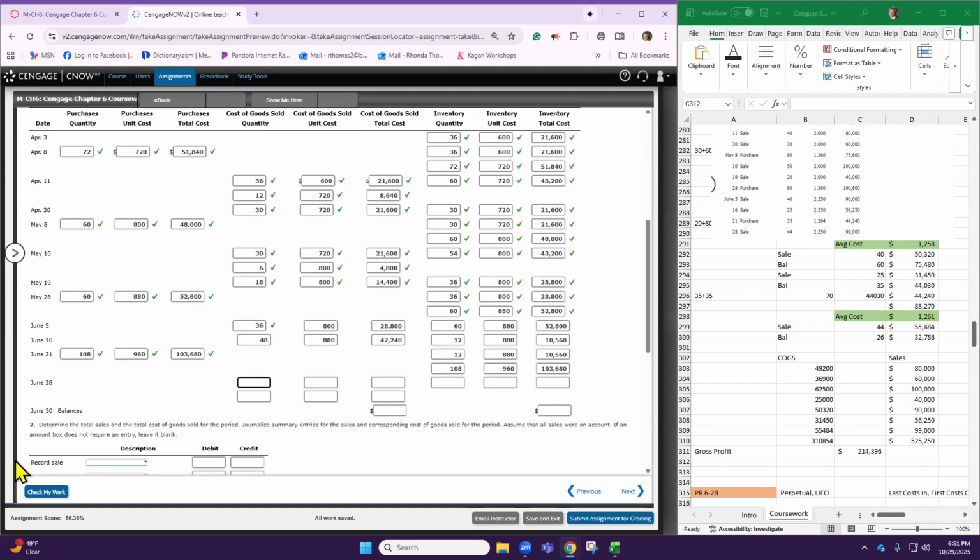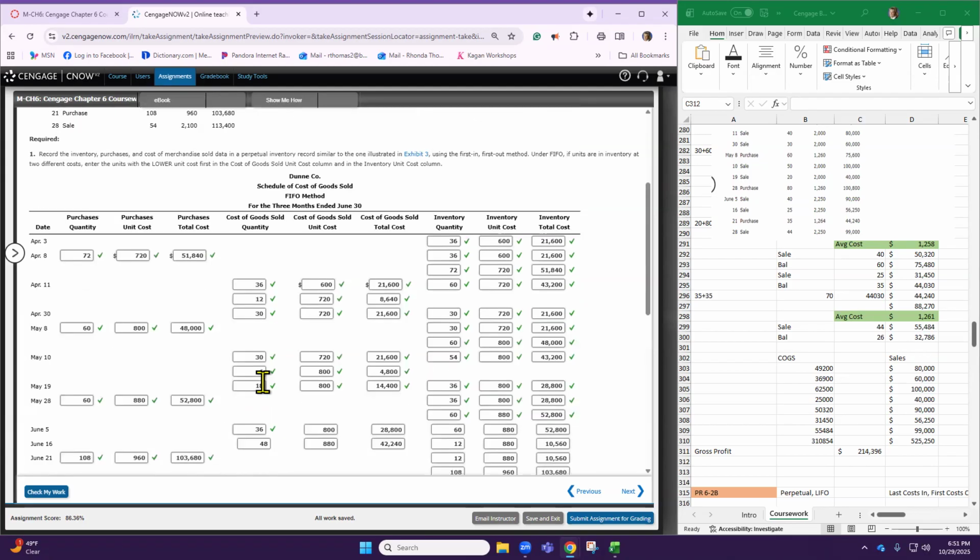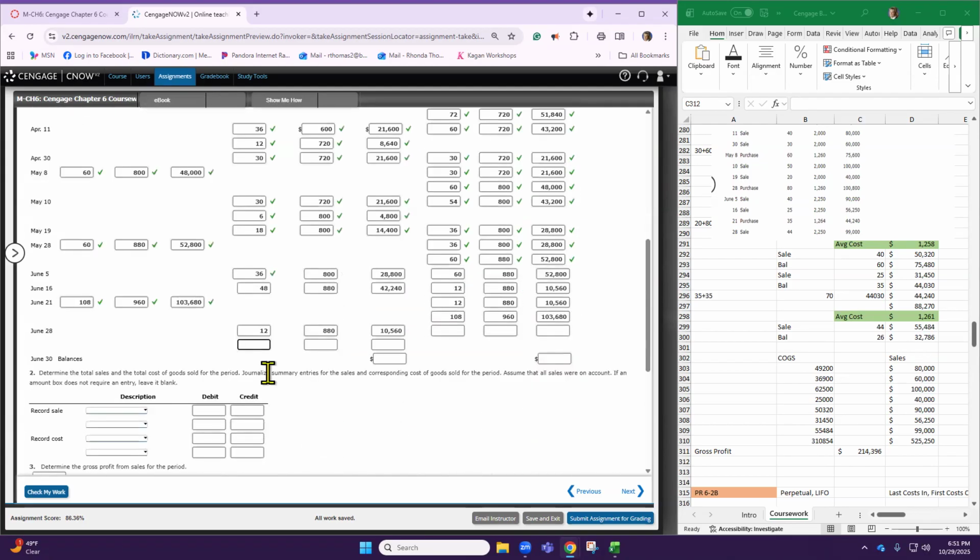Okay, final sale. So all of the 12 items at a cost of $880, they're out the door. And once again, it's 54. So then we want 42 units at $960. Okay, so 42 units times 960 is 40,320. All right, now we're ready.